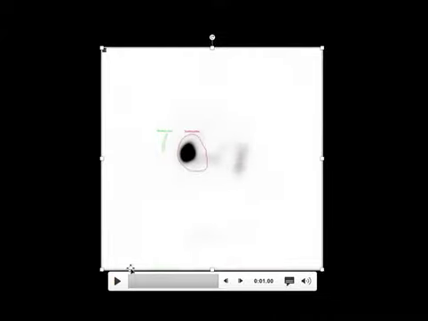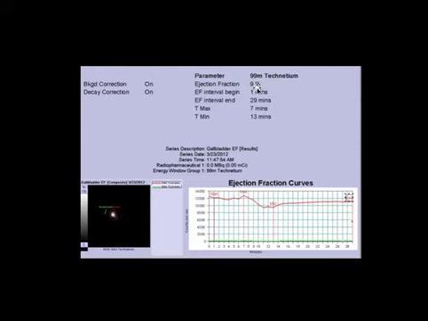The gallbladder activity, like we saw before, does not change. We have drawn a region of interest around the gallbladder. We have marked the background to calculate the time activity curve. Here is the time activity curve showing that the gallbladder ejection fraction was only 9%, which is abnormal, and these findings are consistent with chronic cholecystitis.